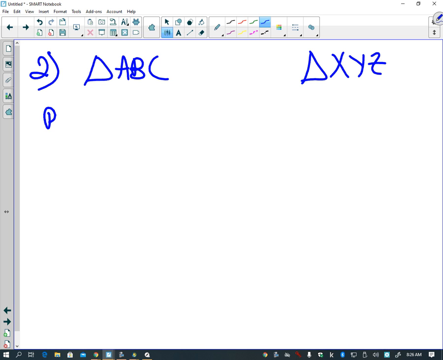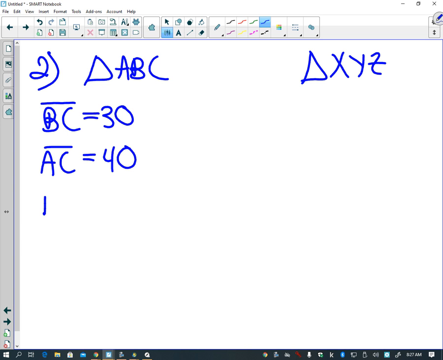Let's say they tell you that BC is equal to 30. What else do they tell you? That AC is equal to 40, and AB is equal to 20. Then they talk about X, Y, and Z.